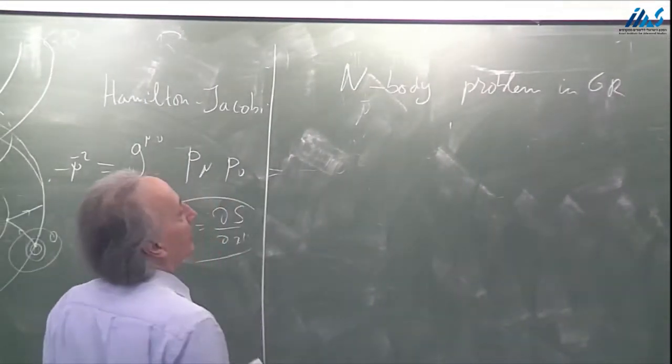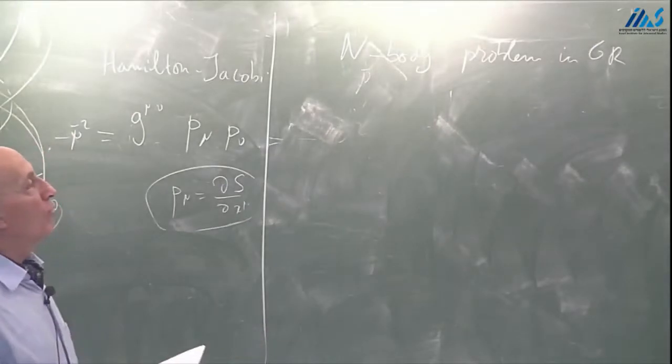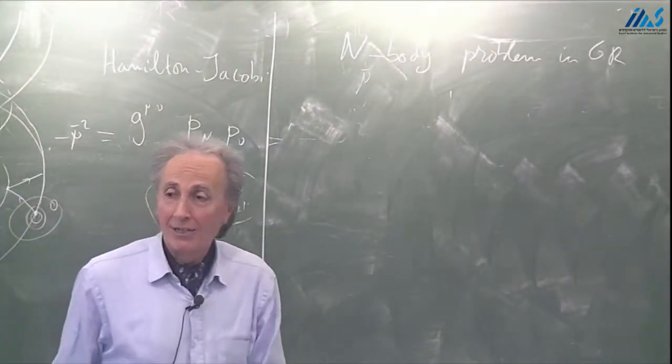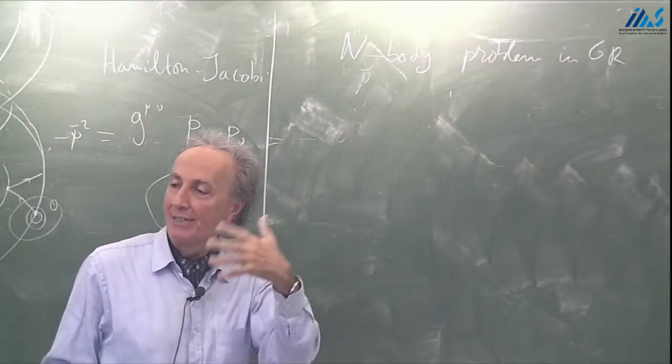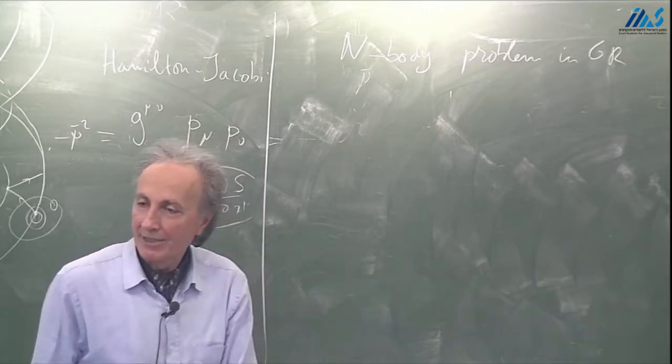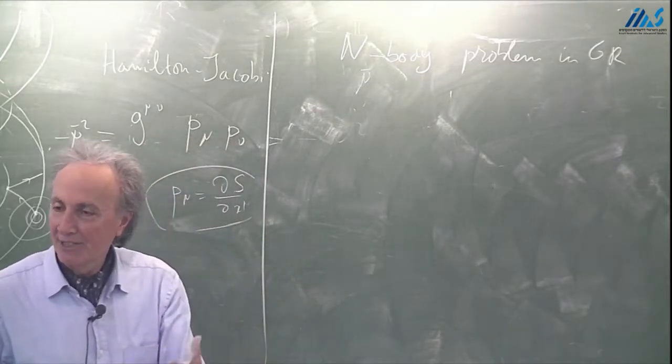So the n-body problem was first attacked by Droste and De Sitter in 1916, and there were mistakes. For years, there have been mistakes in this problem.